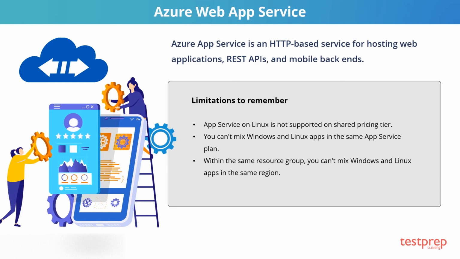Here are some limitations, which you should remember. 1. App Service on Linux is not supported on shared pricing tier. 2. You can't mix Windows and Linux apps in the same App Service plan. 3. Within the same resource group, you can't mix Windows and Linux apps in the same region.